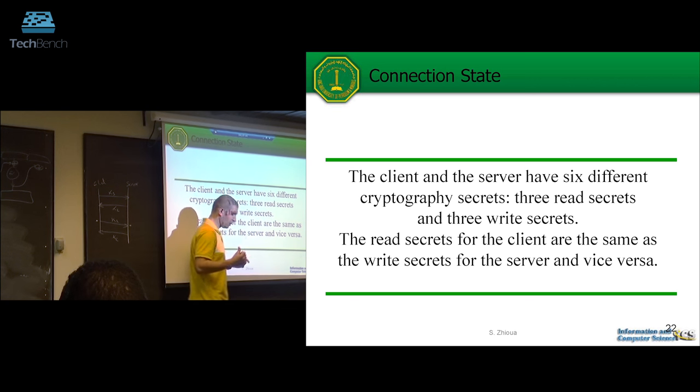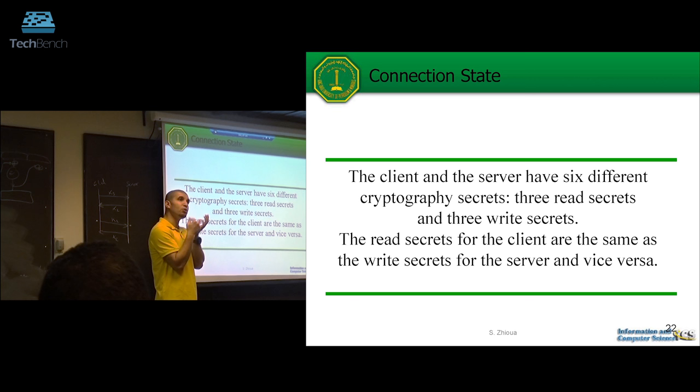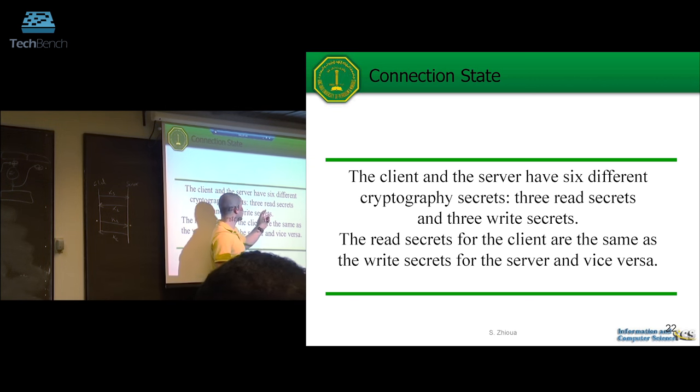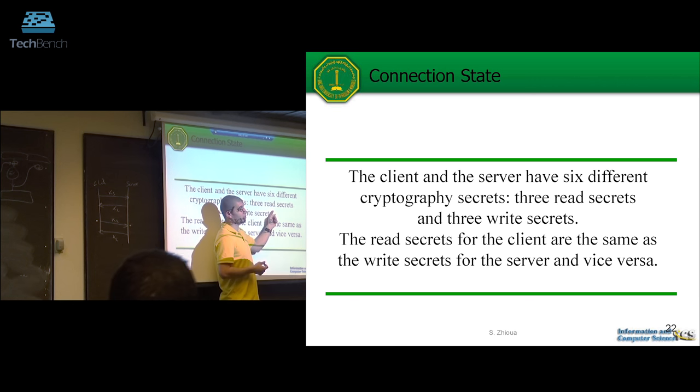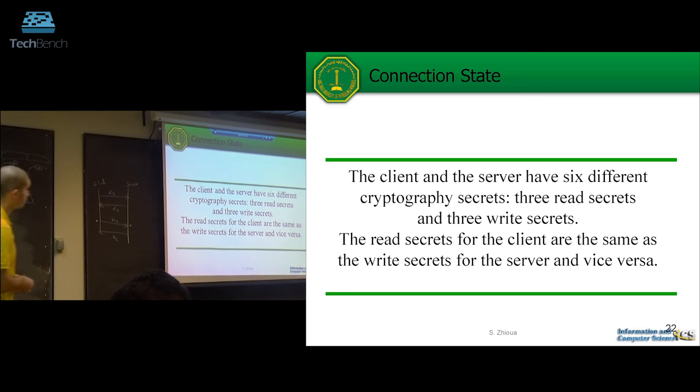It's the opposite. When you say read secrets, it means for decryption, right? You received some encrypted data and you need to decrypt it, so you need to read that data. Basically, you use your read secret. So one for MAC, one for symmetric key, and one for initialization vector. The same thing, the three write secrets are the three encryption secrets. Here, the read secrets of the client are the same as the write secrets of the server. You see? Clear? Oh, yes.